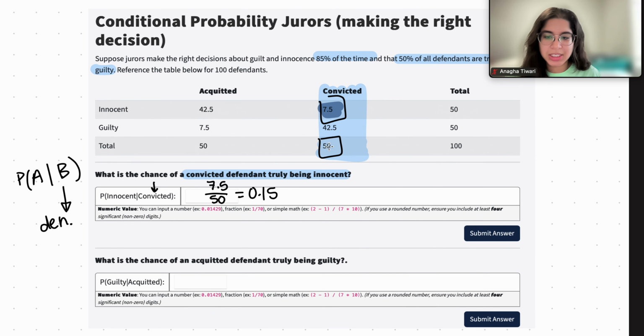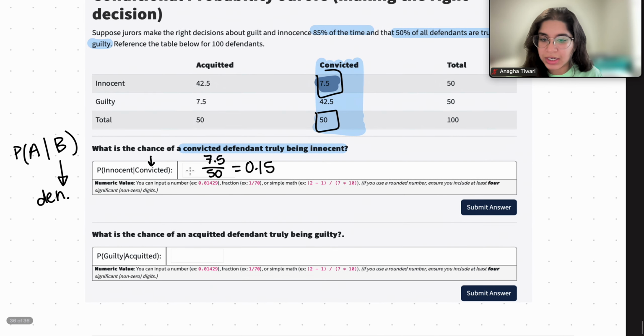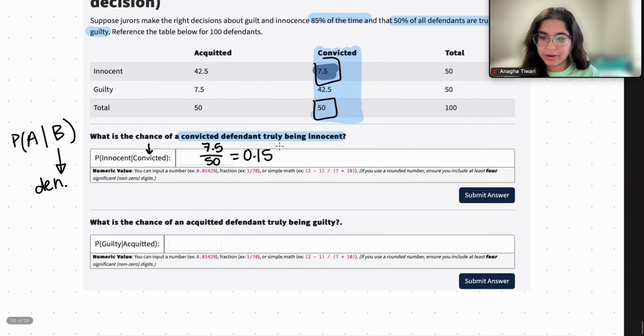And as you can see, it's pretty easy with a table, right? Because all we have to do is find the number of people who are convicted, and out of those convicted people, 7.5 are innocent. So the probability of innocent given convicted is 0.15.